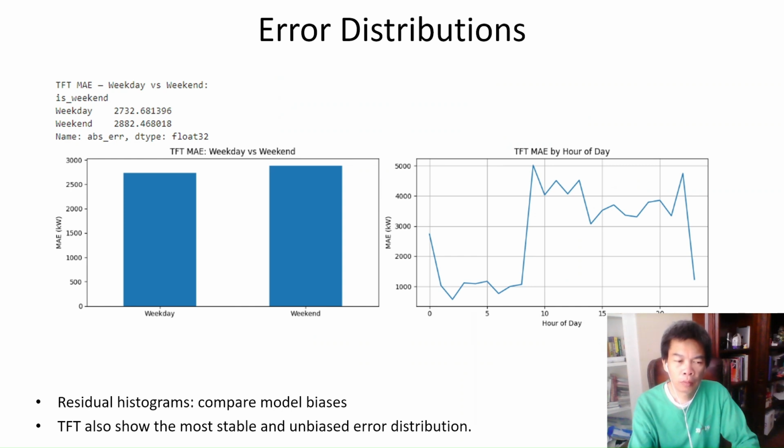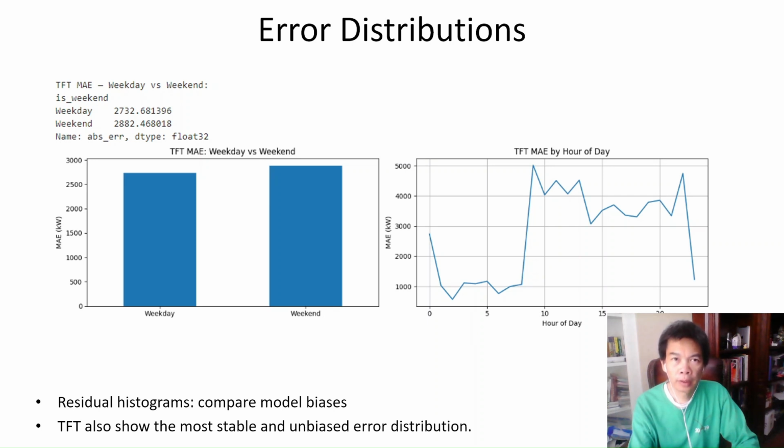Here we're also looking further at the TFT model. We examine the MAE by weekday and weekend. The weekday shows a little better than the weekend, likely due to a more consistent daily pattern in electricity demand from business and infrastructure usage during the weekday. The weekend is less predictable, but still shows strong model generalization, with only about a 100 kilowatt increase.